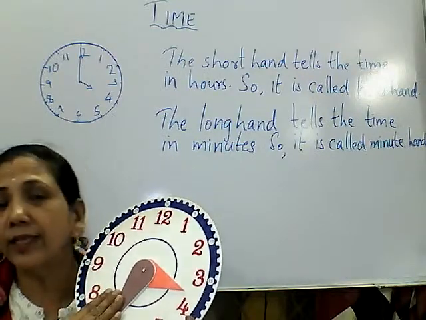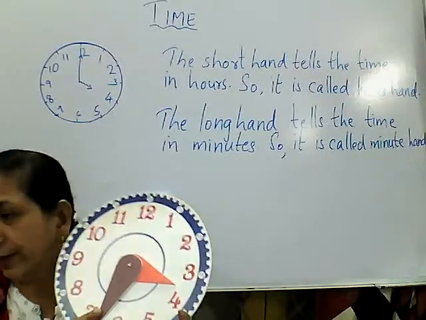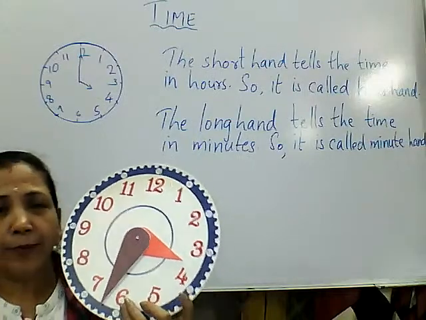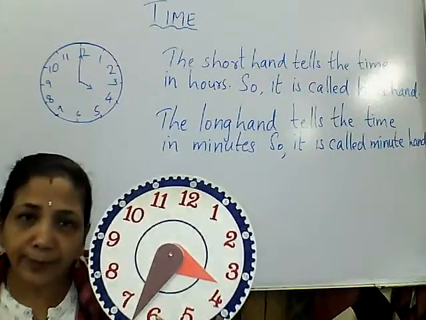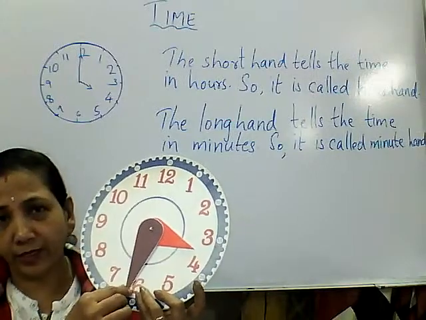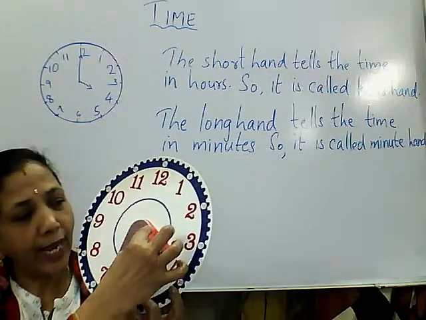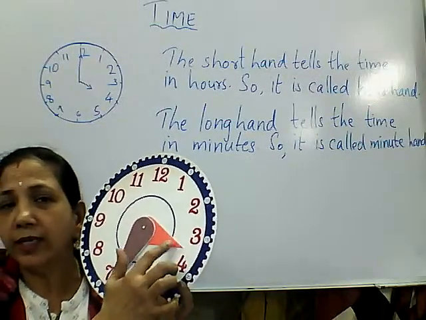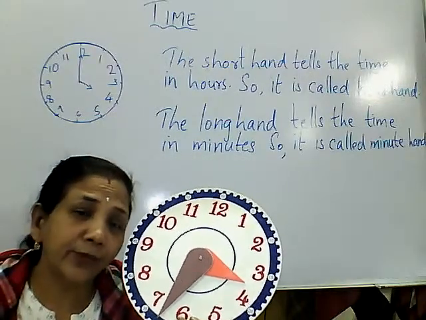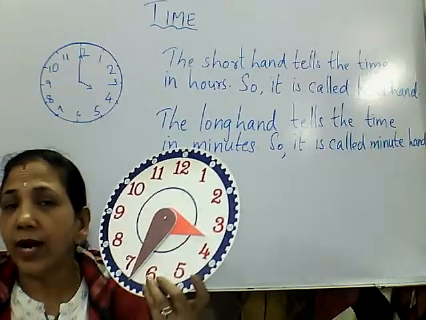Ye long hand ka naam hai minute hand. We are counting minutes using this. 5 minutes over, 10 minutes over, like that we are telling. So we are using this minute, okay? This hand is called minute hand. And this short one, chota wala, usko you are using ghanta, do ghanta ho gaya, ek ghanta ho gaya, hai na? It is called hour hand.